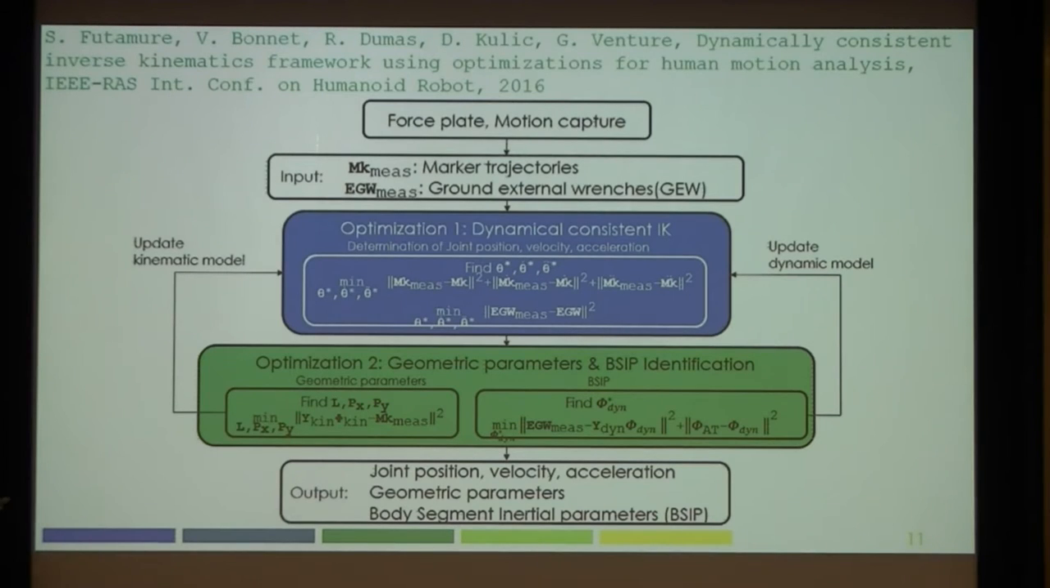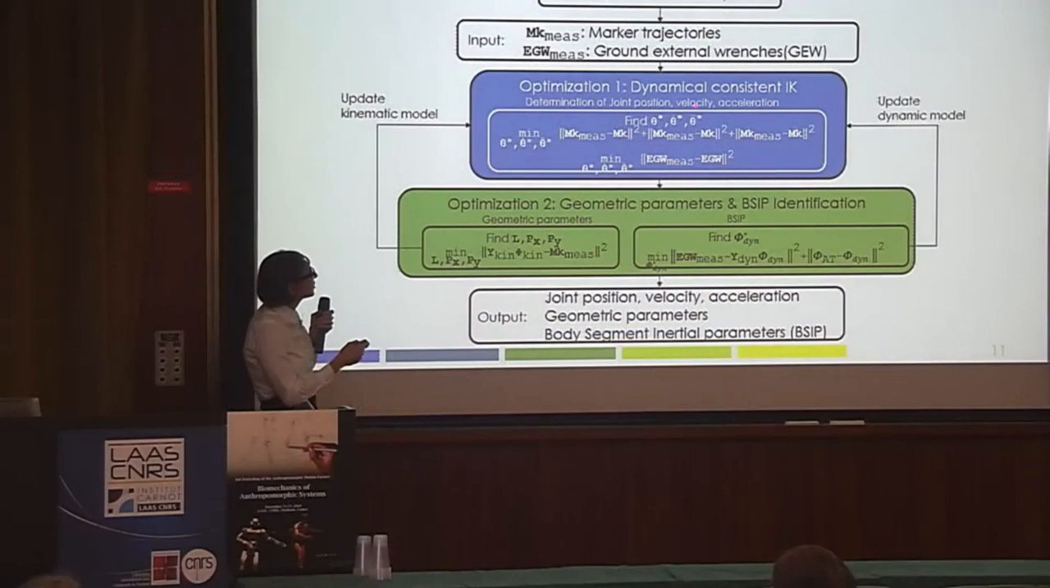So what we propose is to use both the force and the motion capture data, and to try to minimize both the marker trajectories and the ground external wrenches. And we have a two-layer optimization. One is doing the inverse kinematics, so we try to estimate the joint angles, velocities, and accelerations at the same time. That minimizes both the marker position, velocity, and acceleration, and the ground reaction forces.